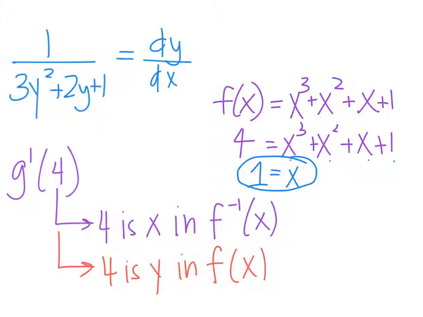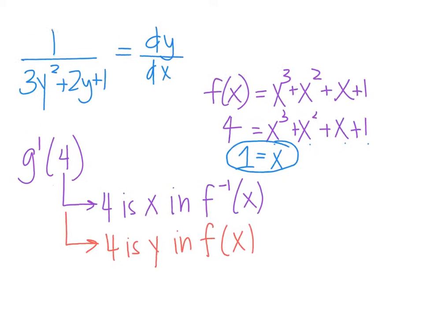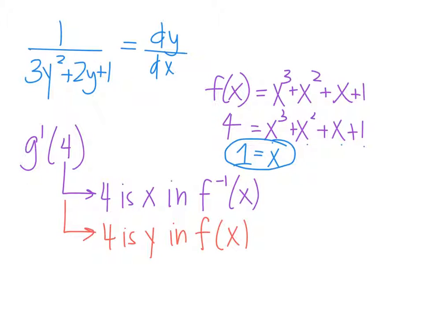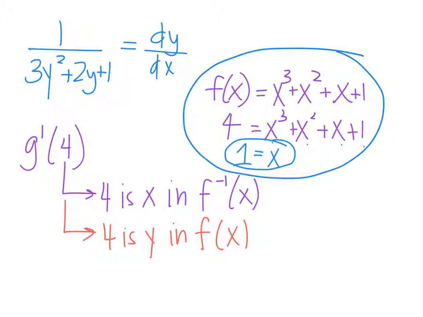So let's size it back down. All right, let me mark this off for you. Here we go. We're looking for g prime of 4. G represents the inverse function. 4 is an x value in inverse world. Therefore, 4 is a y value in function world. I am looking for who is y in inverse world. Why do I care about that? Well, because I need it right here. I need to put it there.